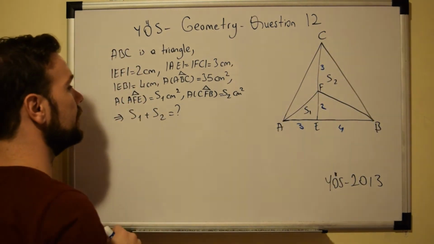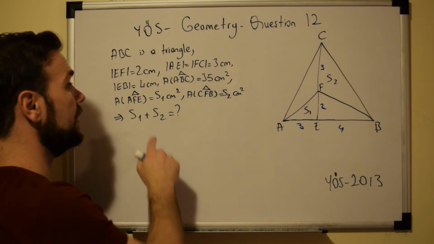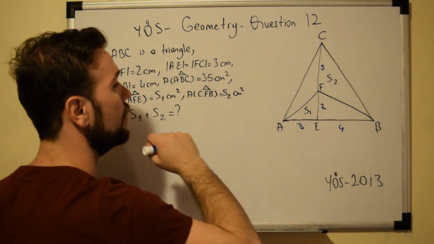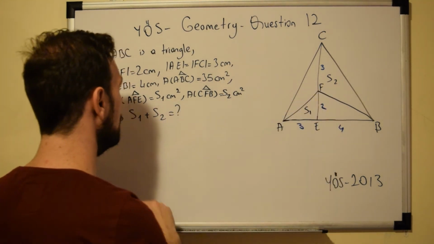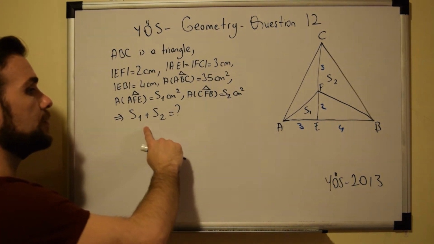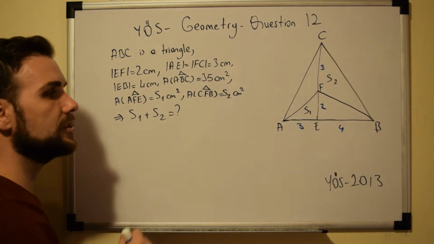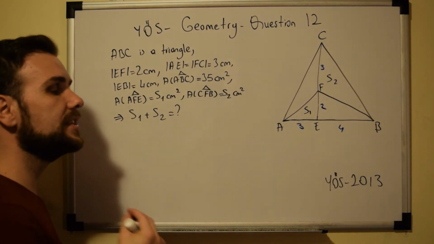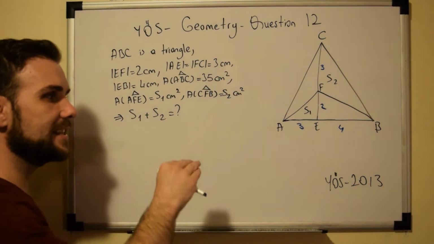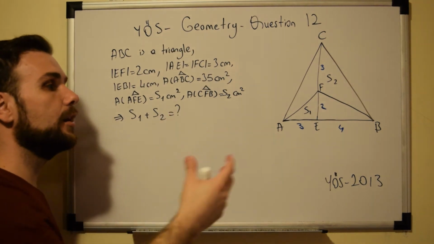We have the area of AFE, which is S1, the area of CFB, which is S2, and we are asked the sum of S1 and S2. Now, what do we do here? This is all the information that we have. Now we have to see the relationship between sides and areas. How do we see that?